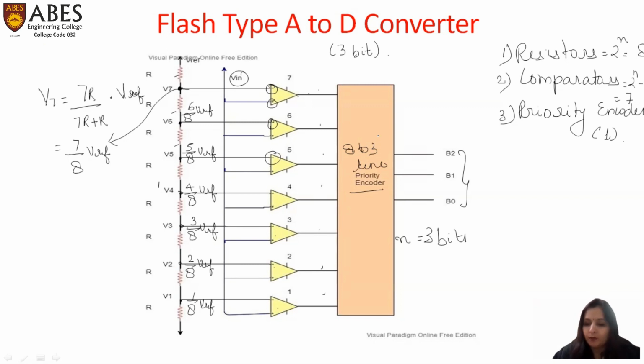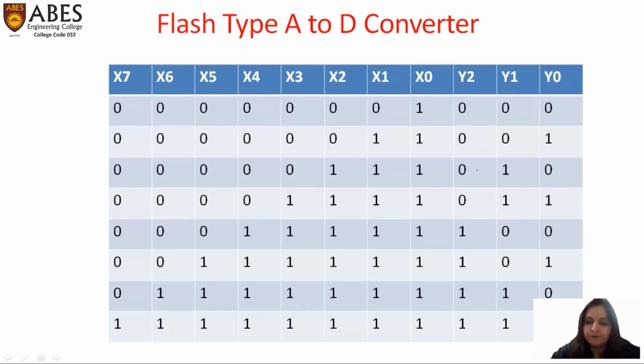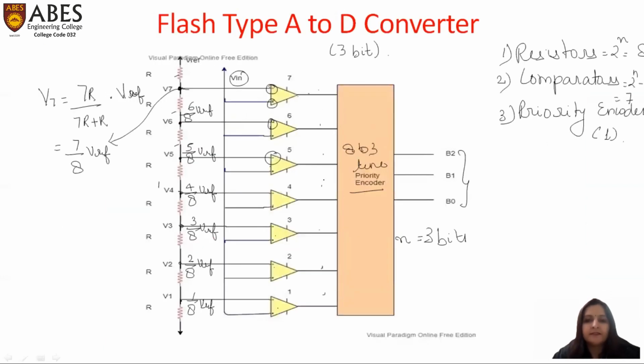Now, how does the priority encoder work? We'll see this table. The priority encoder says that the highest priority will be given to the output which is the uppermost. Uppermost means if we are considering this circuit and the output of the 6th comparator is 1, then we'll not be seeing the output of this and this. We'll just be focusing upon the higher comparator, that is comparator number 6. Now, if here it is 0 and 1 is at comparator number 5, we will be giving the output according to comparator number 5.